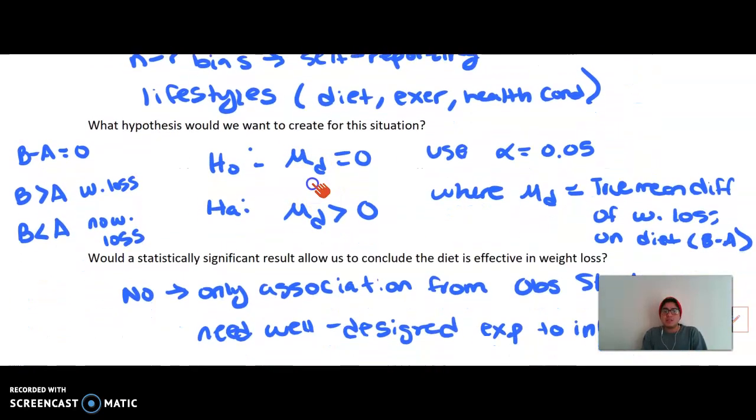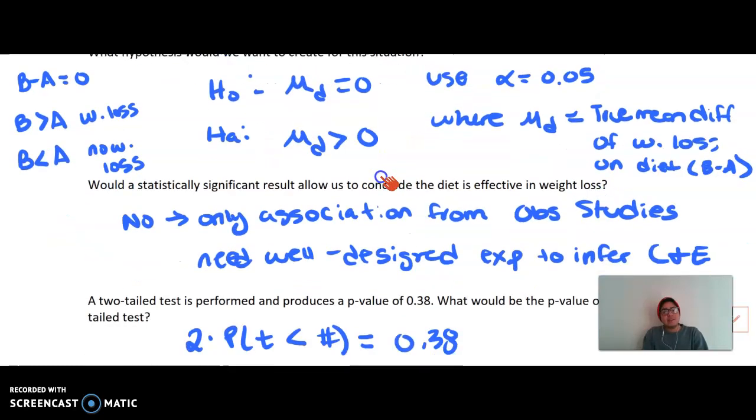What hypotheses would we create? Well, if we define μD to be the true mean difference of weight loss, I'd want my before weight to be greater than my after weight, because we see in the other situation here there's no weight loss. So this would be the hypotheses I use.